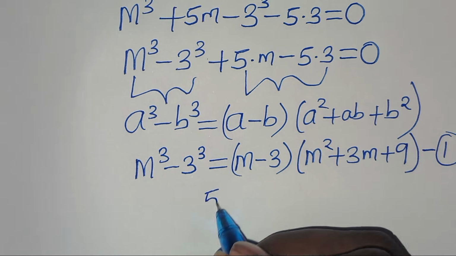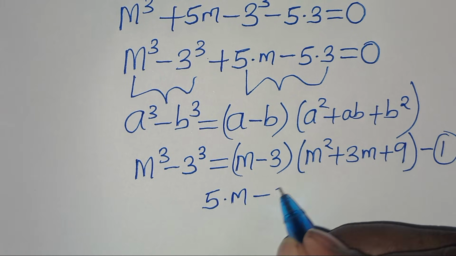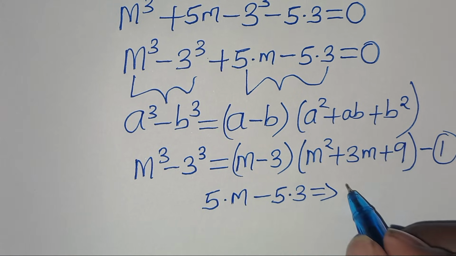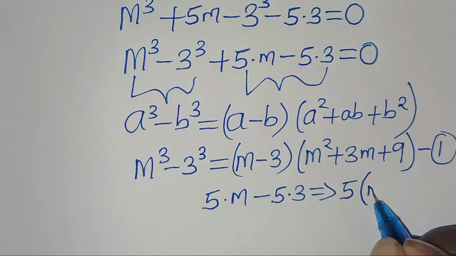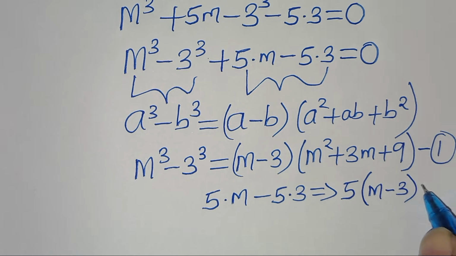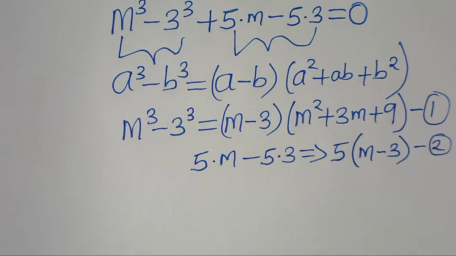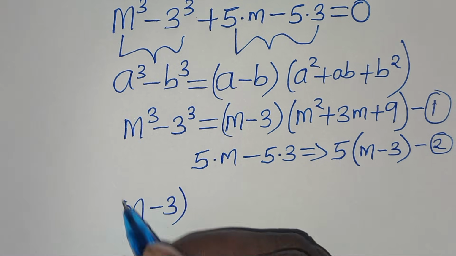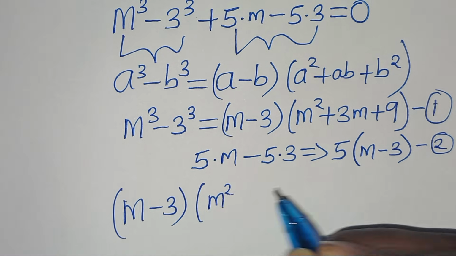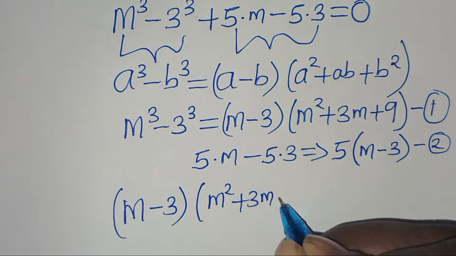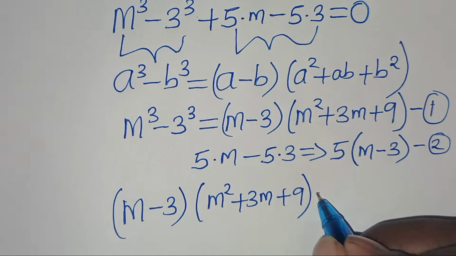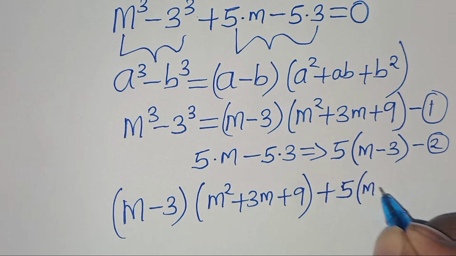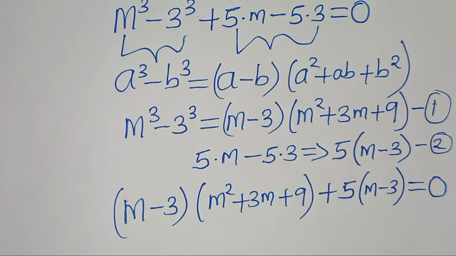And you have that 5 multiplied by m minus 5 multiplied by 3. We have that 5 is common here, so we can factor out 5 so that we have 5 times m subtract 3. Let's call this equation 2. So let's combine equation 1 and 2 so that we have m subtract 3 times m squared plus 3m plus 9, then plus 5 multiplied by m minus 3. This is equal to 0.